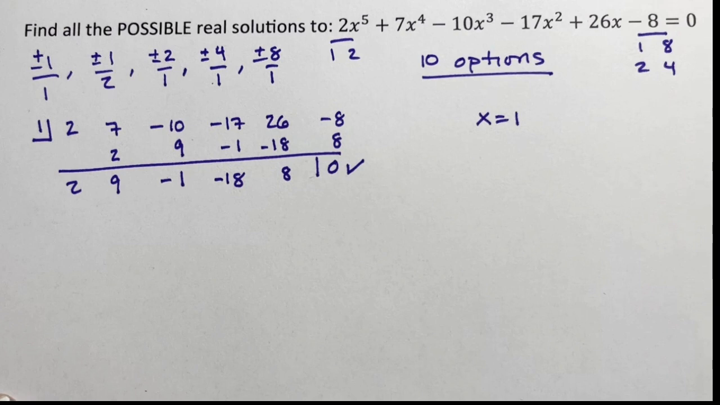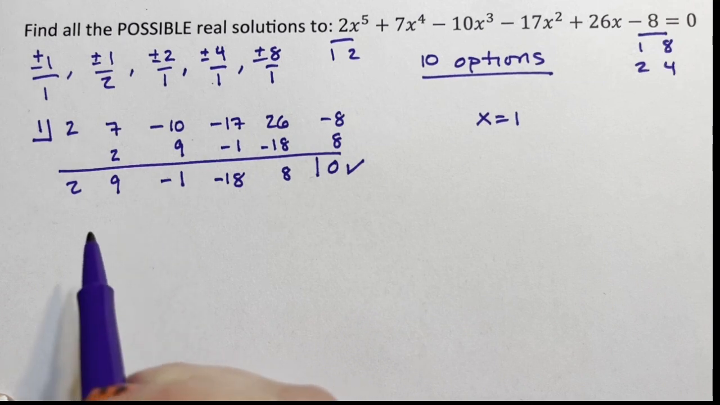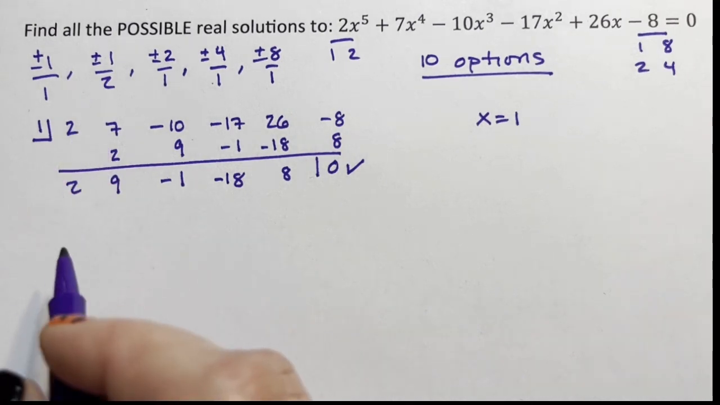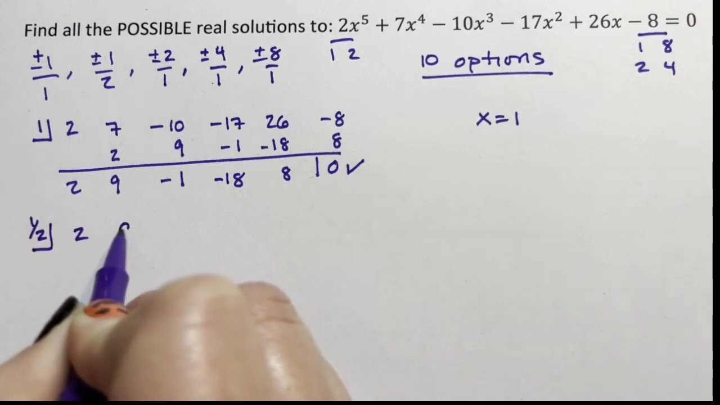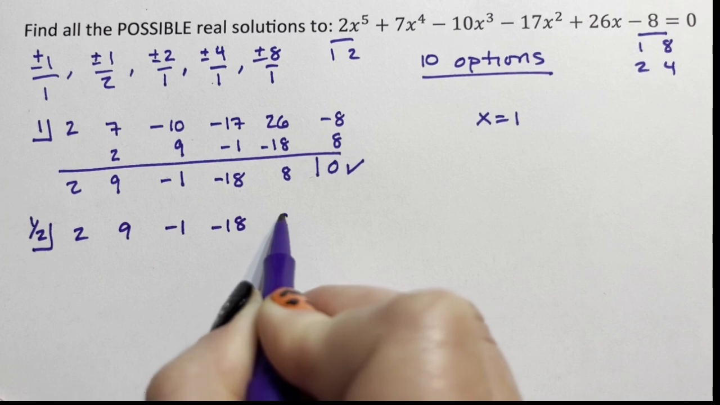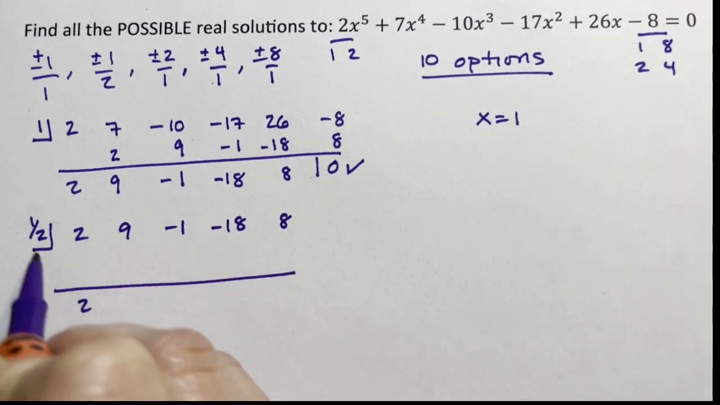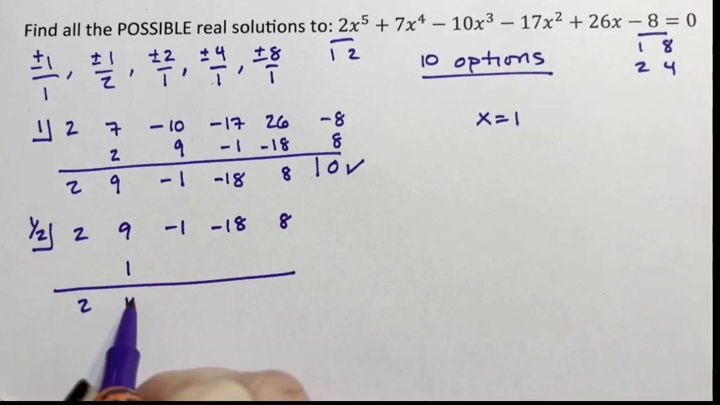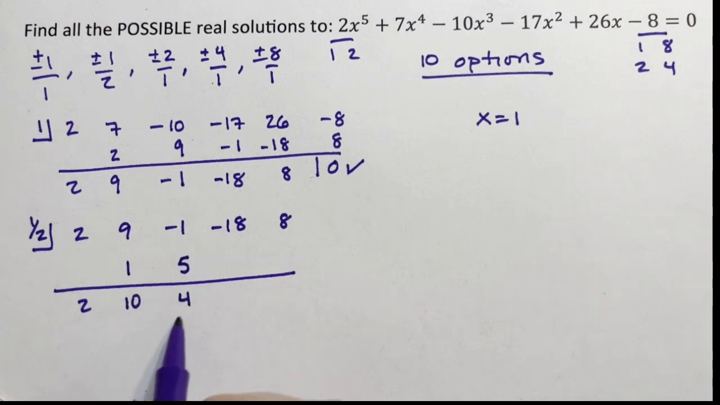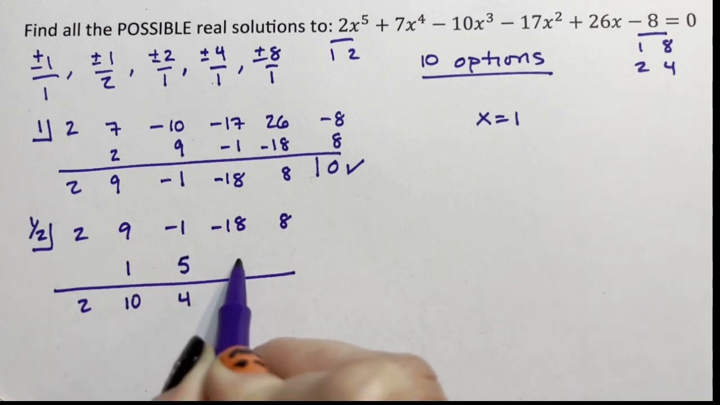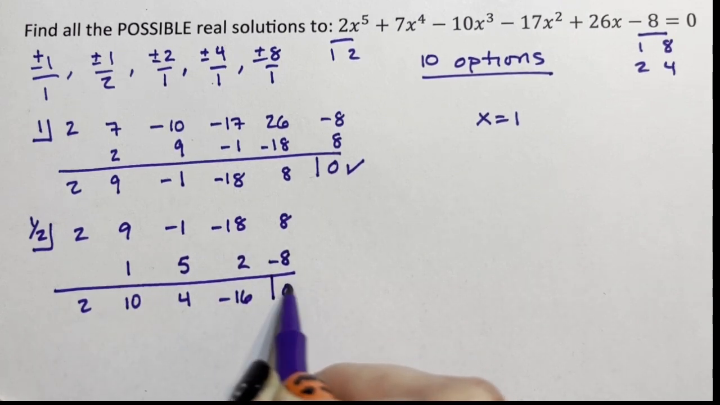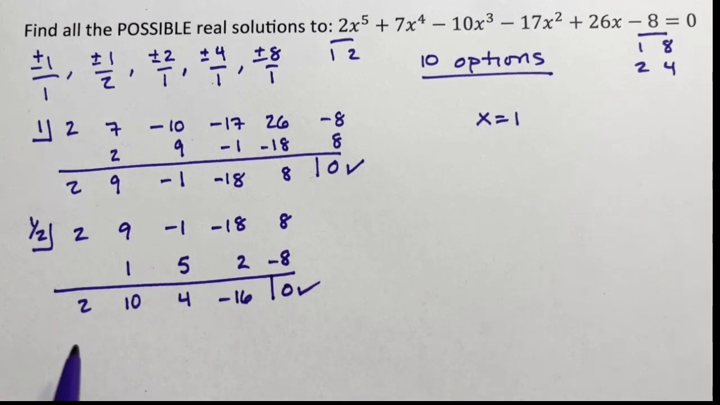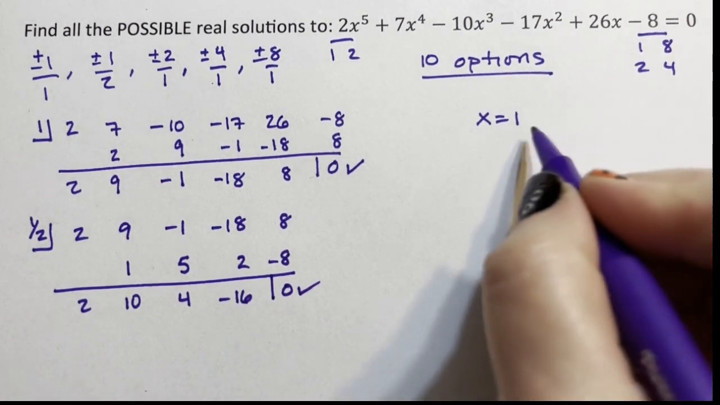So we have a 0. Let's see. We could try 1 again. It could be multiplicity too. Let's go to 1/2. 2, 9, negative 1, negative 18, 8. Half of 2 is 1. Half of 10 is 5. Half of 4 is 2. And half of negative 16 is negative 8. Okay. We've gotten 2.